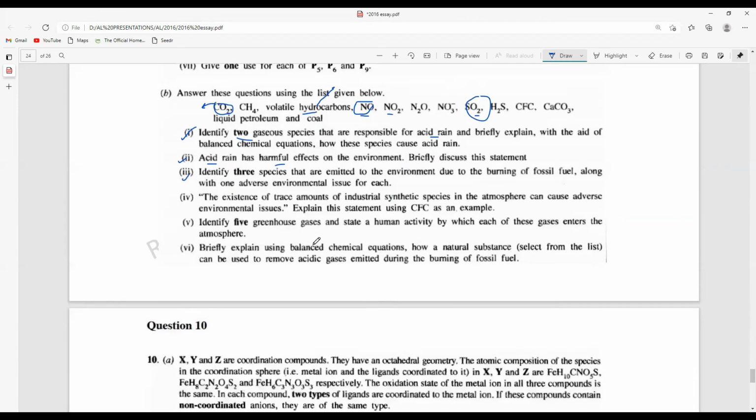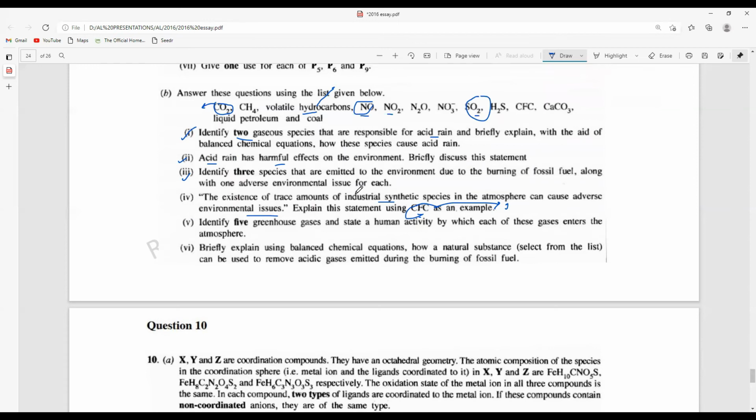The existence of trace amounts of industrial synthetic species in the atmosphere can cause adverse environmental effects. Explain this statement using CFC. CFC can contribute to either global warming or ozone depletion. The main thing is ozone depletion. The first thing you can explain here is the persistence of CFC. CFC is mainly used in refrigerators or air conditioners, so it can be emitted when you repair or use them.